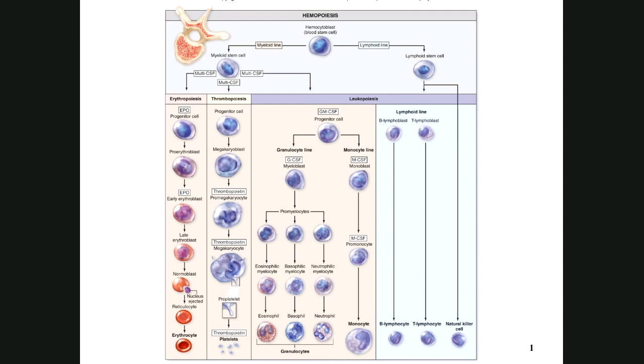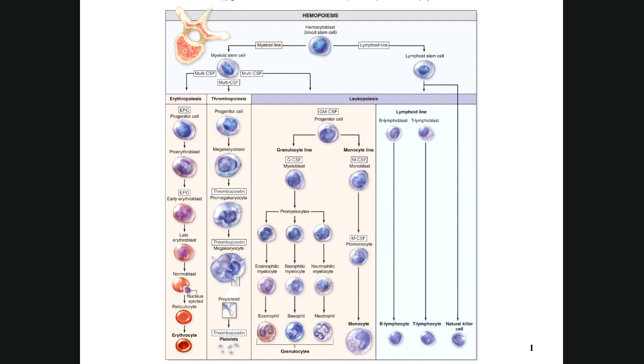Let's go into a little bit more detail with erythropoiesis. We have our hemocytoblast, our blood stem cell, which has differentiated into a myeloid stem cell, which then differentiates into a progenitor cell. As you can see, that happens in all of these. And then it starts maturing until it becomes this red blood cell here, an erythrocyte.